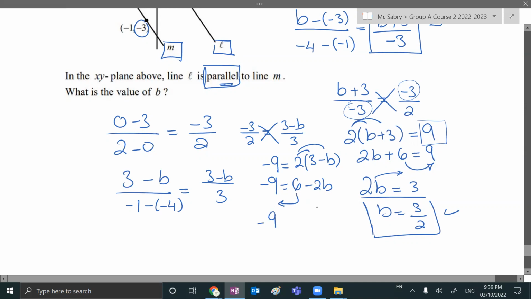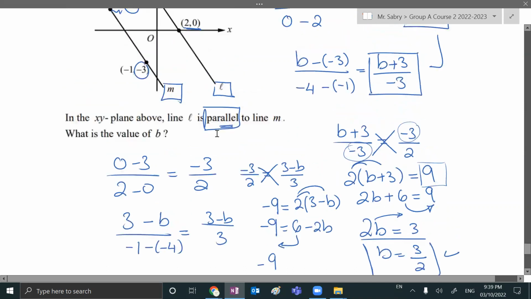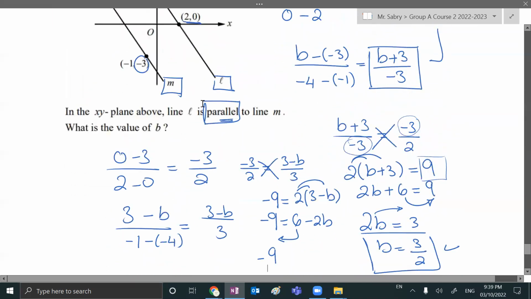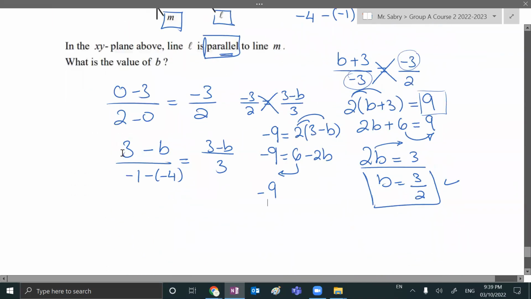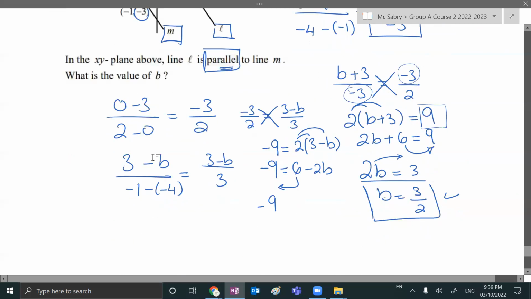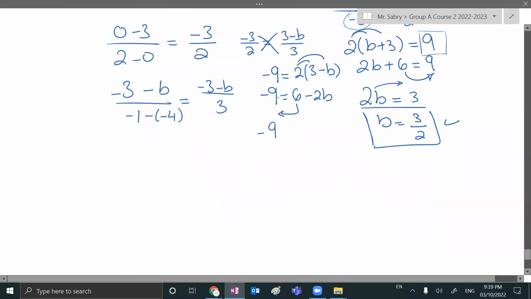No, negative 3 minus b. Yes, negative 3 minus b. I miscalculated this. Wait. Oh, yes, negative 3 minus b. So this is negative, this is negative, this is negative, this is negative.